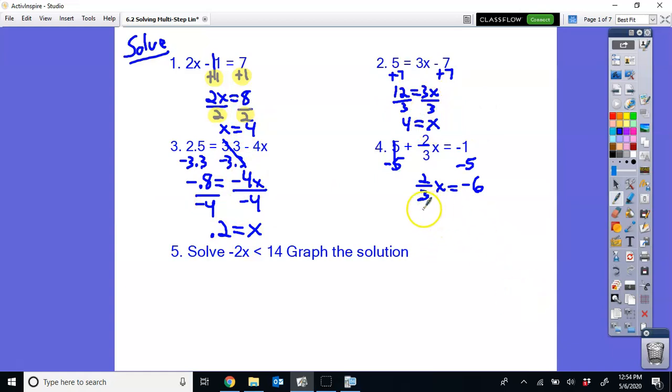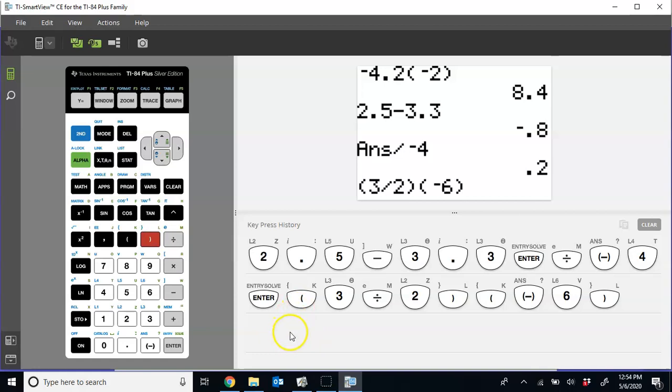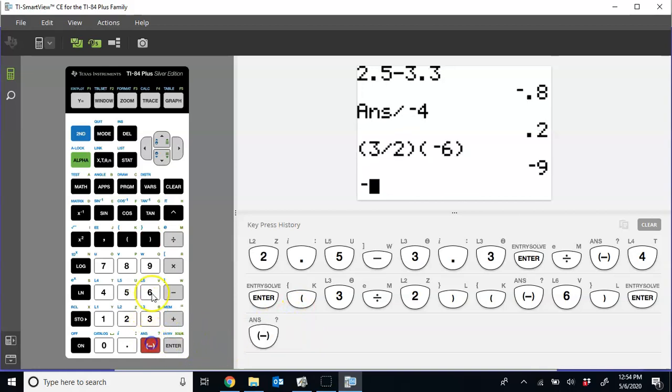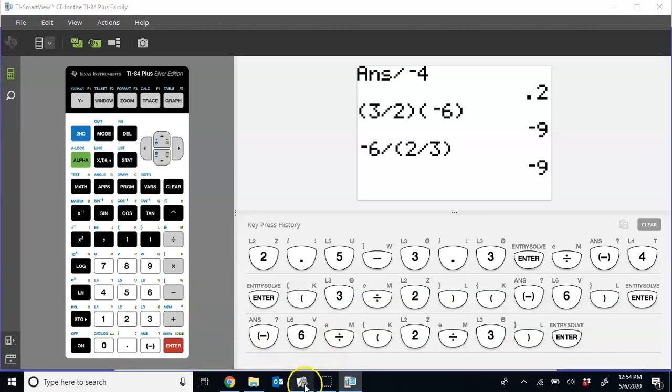Or you can also multiply by the reciprocal. My personal opinion is multiplying by the reciprocal is easier to type in the calculator, in my opinion. It also cancels out the 2/3 when you multiply by 3/2, or 3 over 2 times 2 over 3. The 2's cancel, the 3's cancel. It's just x. Like I said, I think it's easier to type in the calculator as 3/2 times negative 6 versus trying to divide by 2/3. But if you take negative 6 and you divide it by 2/3, you're still going to get negative 9 either way, because that is the answer.